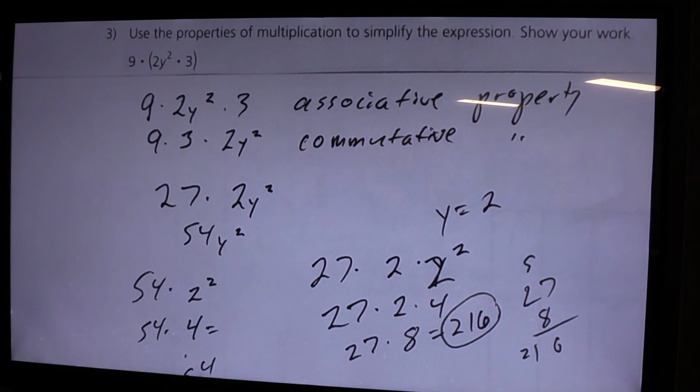And I found my answer by using what I know about the associative property of multiplication, the commutative property of multiplication, and I hope that this has helped my students.